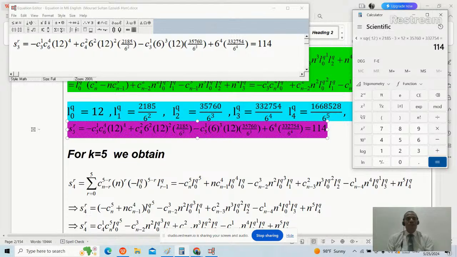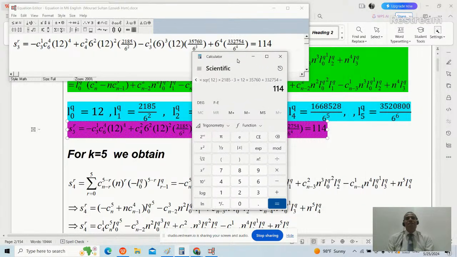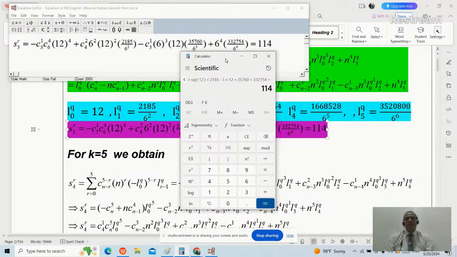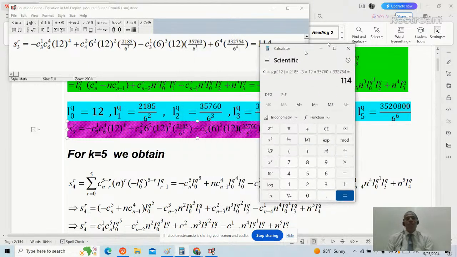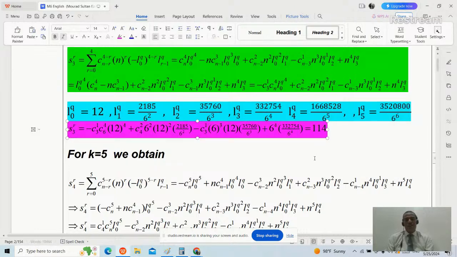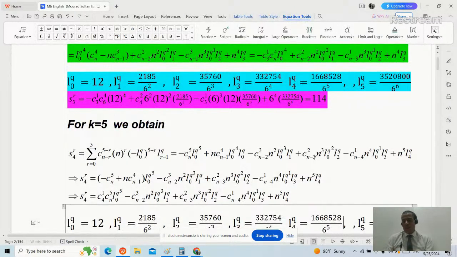So, learners, the value of S4 has been calculated. It will be 114. Now I will close this. Now it remains to find S4 and S5 so that we can solve our polynomial to the power 6.